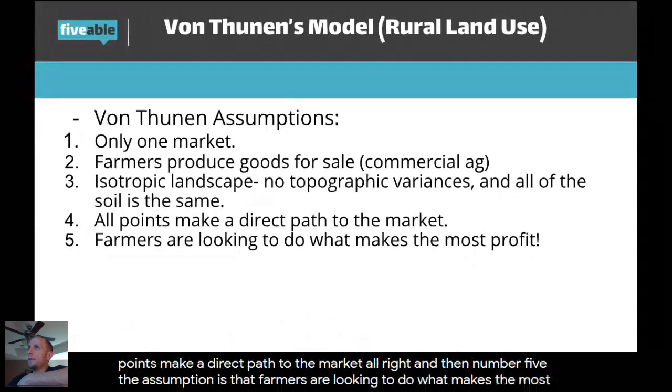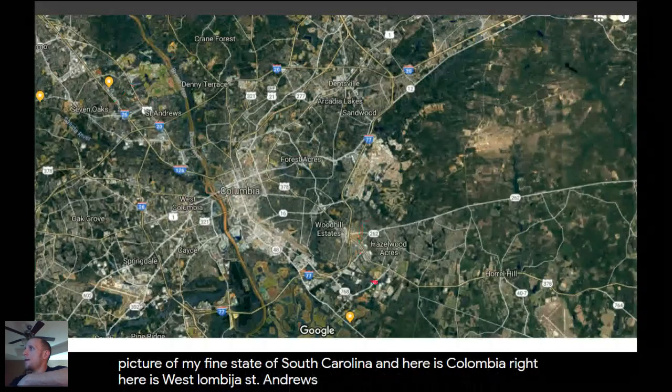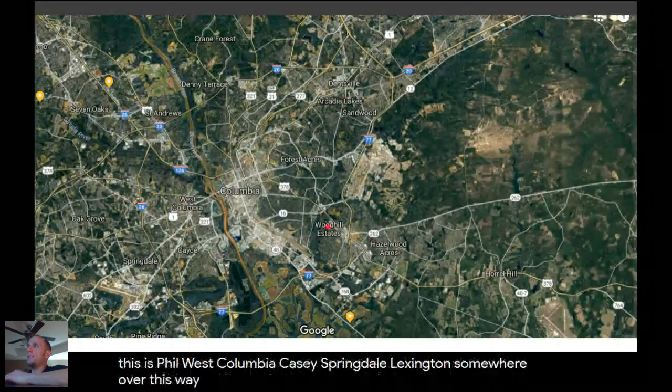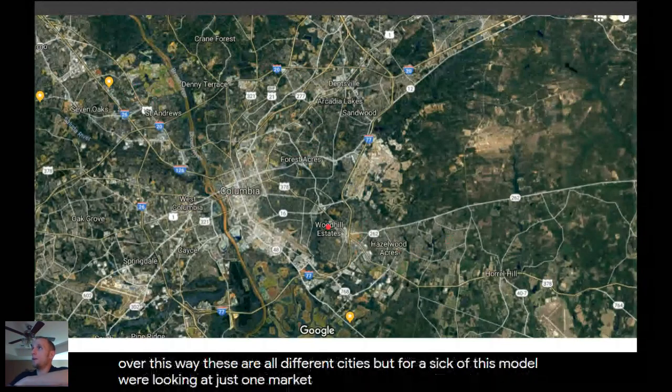All right, here is West Columbia, St. Andrews, a few others, Dentsville. Dentsville, West Columbia, Casey, Springdale, Lexington, somewhere over this way. These are all different cities, but for the sake of this model, we're looking at just one market, right? So that one market would be Columbia.